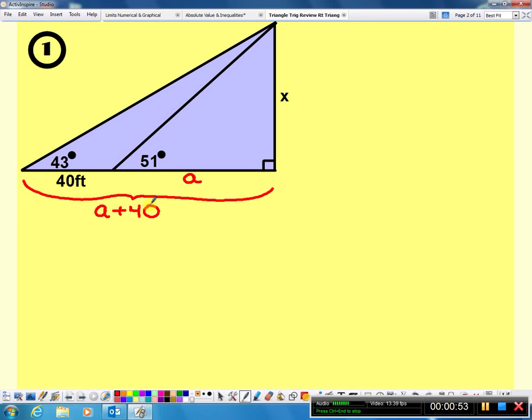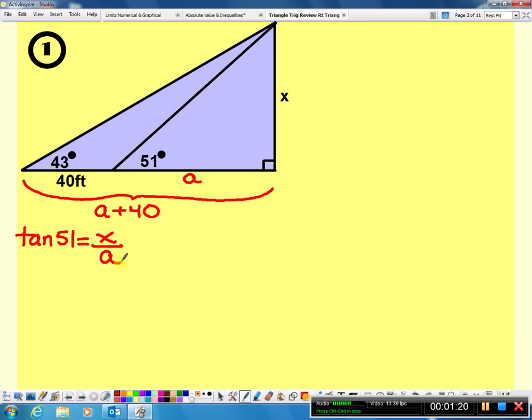I could have also called the entire base of the triangle b and called the piece that I labeled a b minus 40. That would have also been an option. Just be clear in your labeling. So now when I look at it, I notice on the small right triangle that contains the 51-degree angle, I could say that tangent of 51 degrees equals x over a.